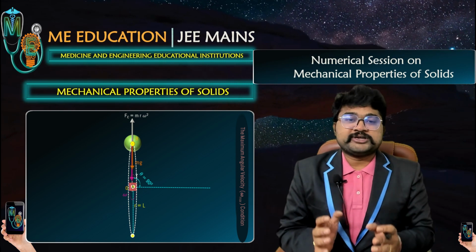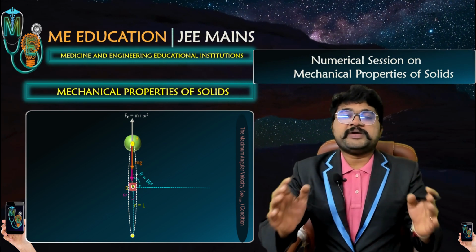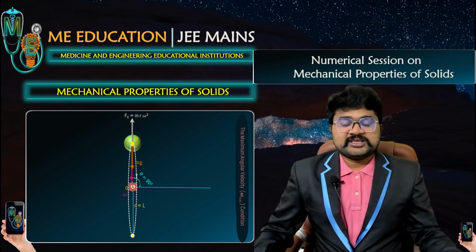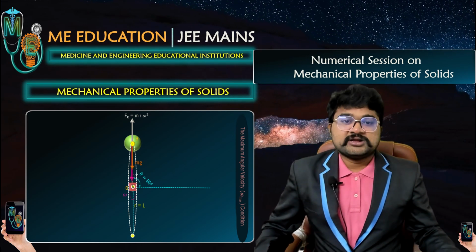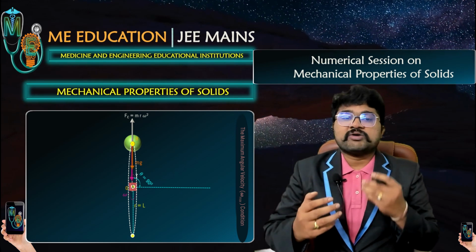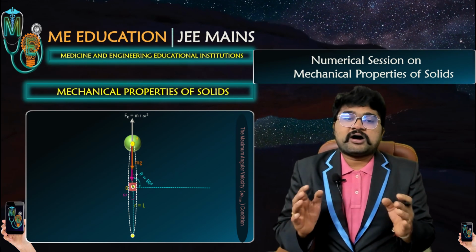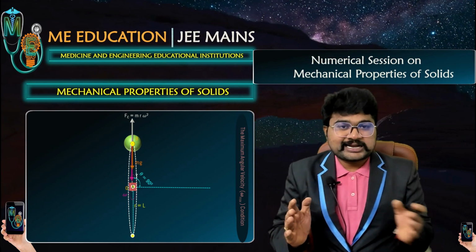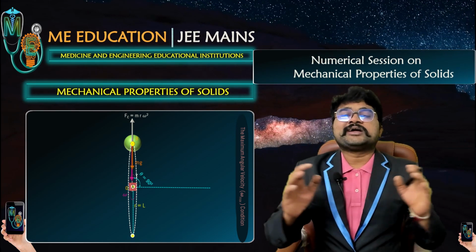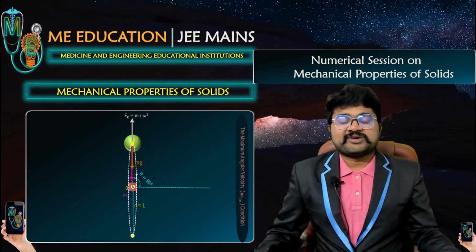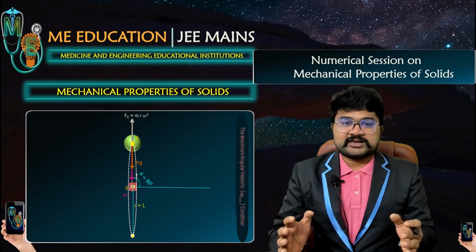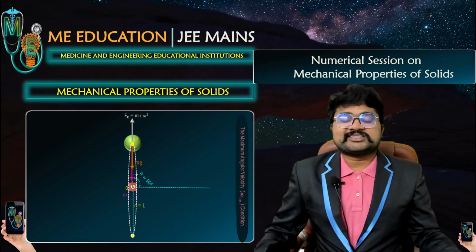Today, we are going to solve some problems based on mechanical properties of solids. Here, we need to discuss stress and strain calculations in the wire when the body of mass m is attached to it and the body is in vertical circular motion. Okay, so let's start the session.